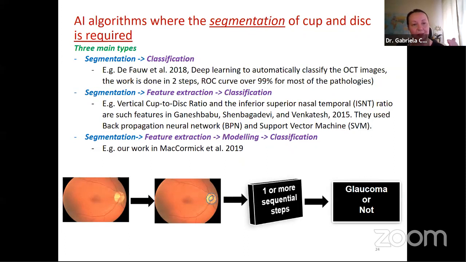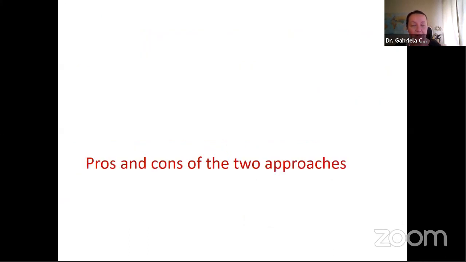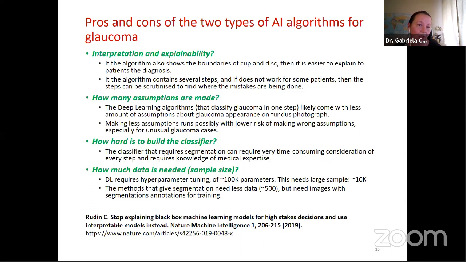So that's another thing I do when I read papers, is to figure out how many steps there are, and are they really sequential steps? And now finally, pros and cons of these two approaches, the approach without and with the segmentation. First of all is the interpretation and explainability. If you have an AI algorithm that also shows the boundaries of cup and disc, then of course there is the advantage of showing the patient or the clinician that particular eye and saying, you can see from the segmentation there is a narrowing. You can explain to the patient why the algorithm is saying that he has or does not have glaucoma.